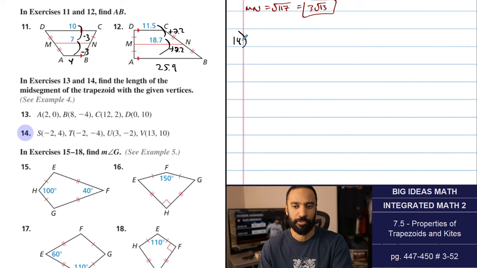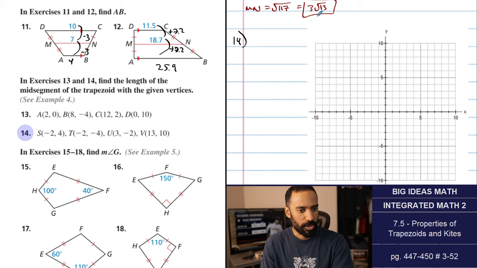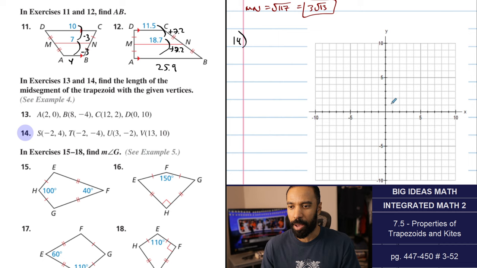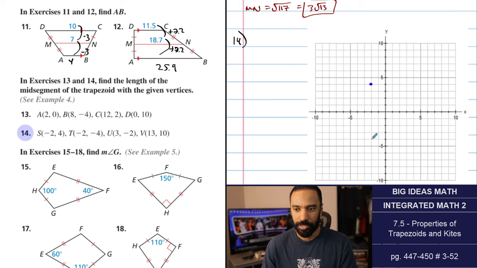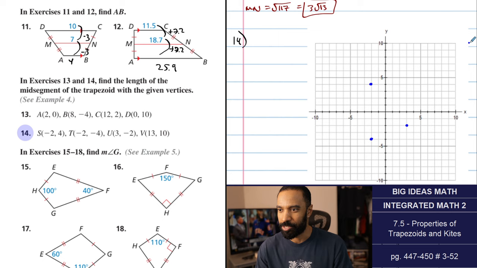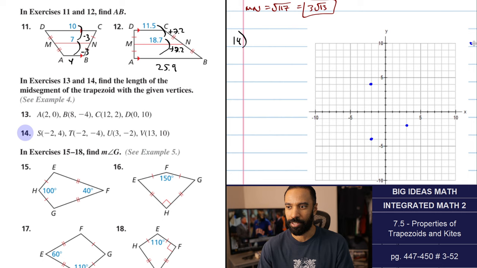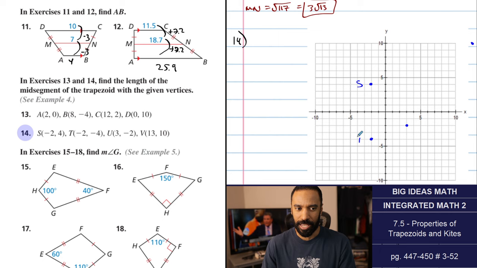Number 14, stay in window range. Ooh, that 13 is not cooperating. This is probably where they're like, don't do it on a graph, sir. You're supposed to do it on your own, you know? It's a (-2, 4), (-2, -4). Okay, so maybe these ones are (3, -2). I was hoping these would be the parallels. 13 and 10. 11, 12, 13, and up 10. Yeah, that looks like totally like 13, huh? Probably a little farther out even. There we go. All right, so S, T, U, V for very far.